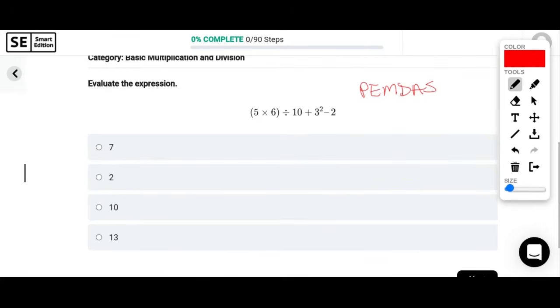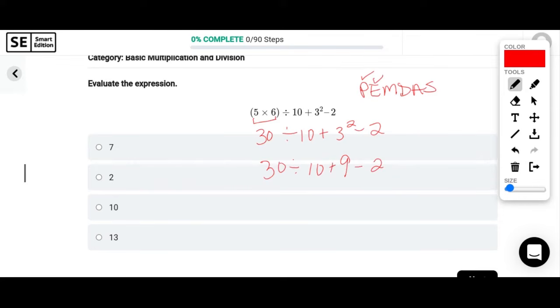If you're ready to see the solution, we are going to start with what's in the parentheses. So 5 times 6 is 30. Leave everything else as is. Okay, did my parentheses. Now I'm going to work on my exponent. So 3 squared means 3 times 3, which is 9. Leave everything else as is.